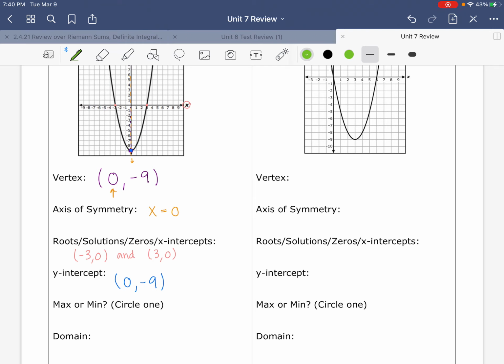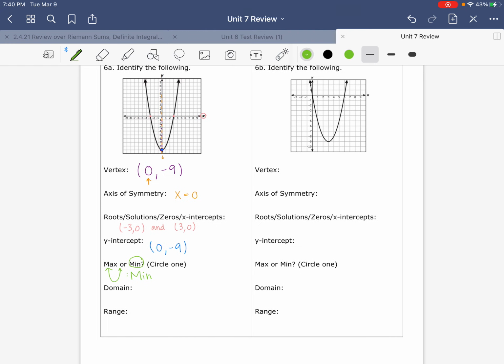Now max or min. So anytime it's shaped like a U, like this, that's going to have a minimum value. So this one would be a min. Domain for these is always going to be all real numbers.